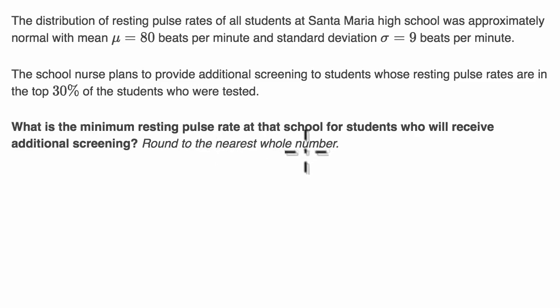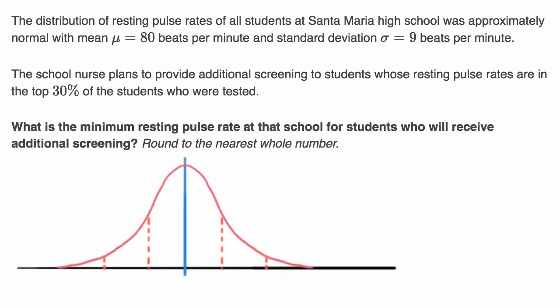If you feel like you know how to tackle this, I encourage you to pause this video and try to work it out. All right, now let's work this out together. They're telling us that the distribution of resting pulse rates are approximately normal, so we could use a normal distribution. And they tell us several things about it. They tell us that the mean is 80 beats per minute, so that is the mean right over there. And they tell us that the standard deviation is 9 beats per minute.